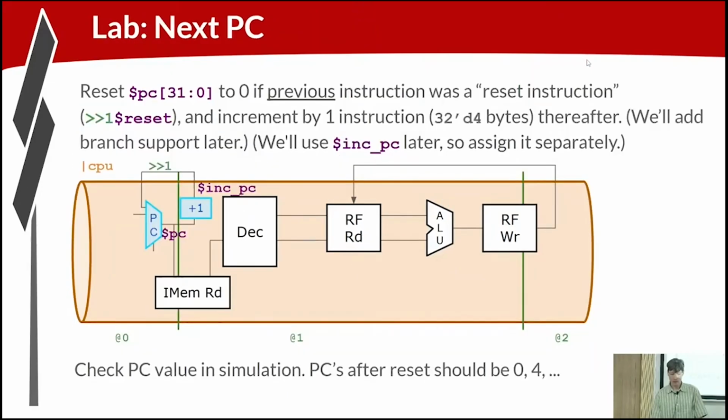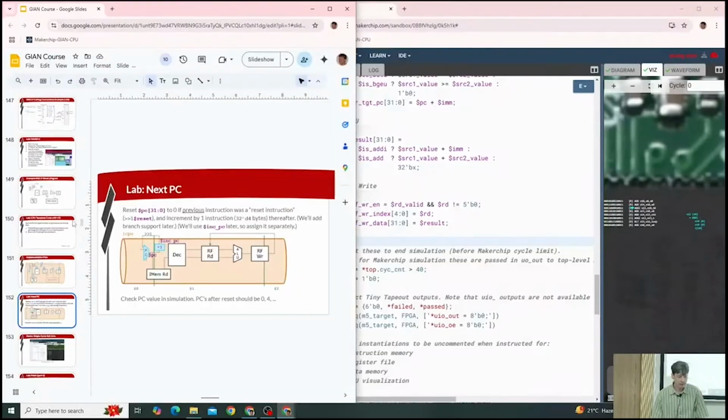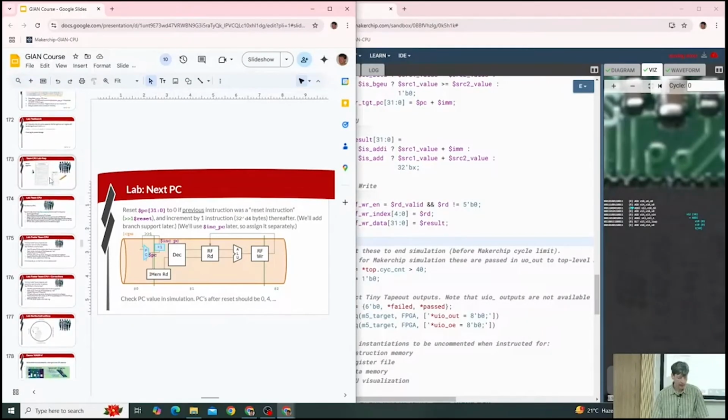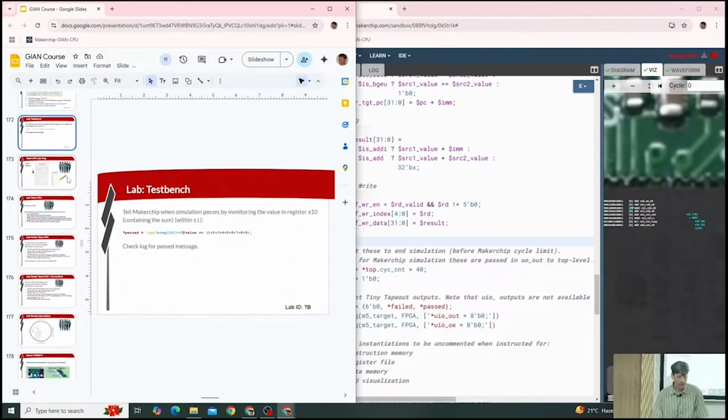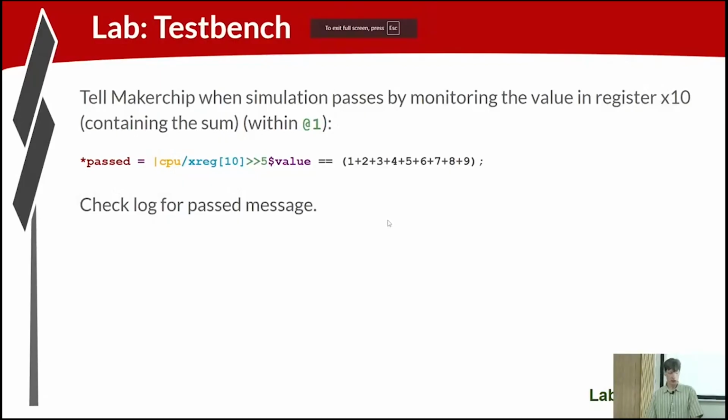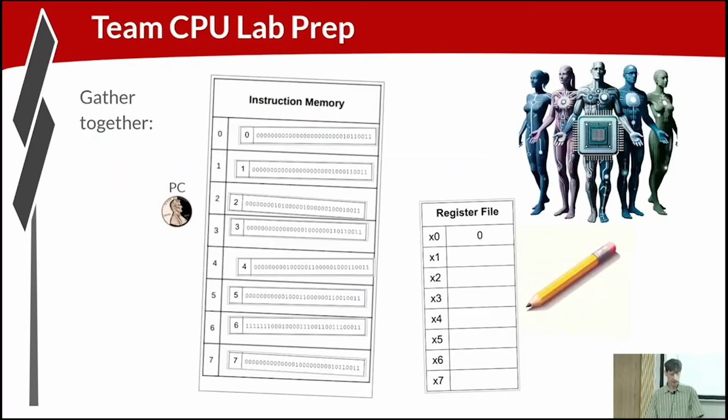Okay, I'm way behind here. So this is where we left off, creating the test bench. Hopefully at this point, your CPU reports that it passes. It produces a value of 45.